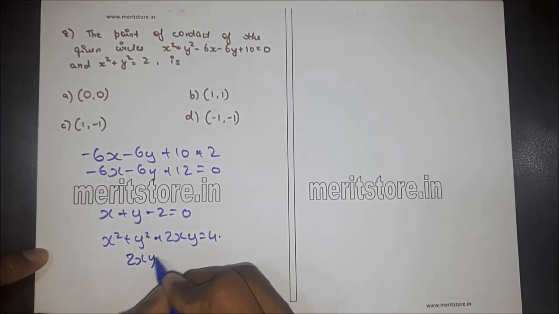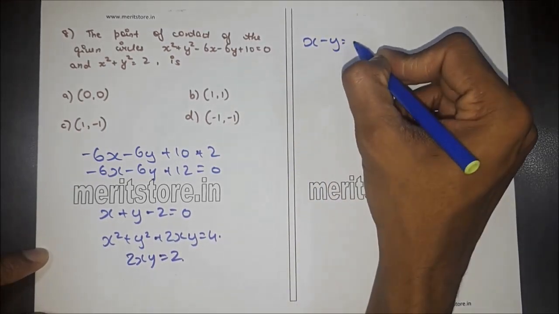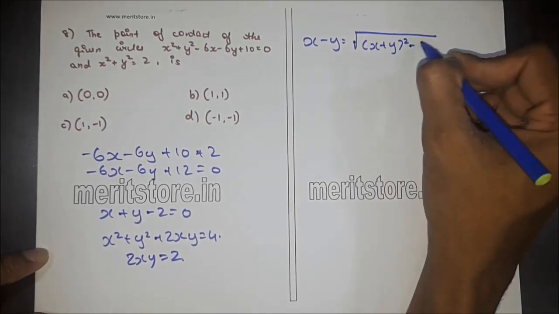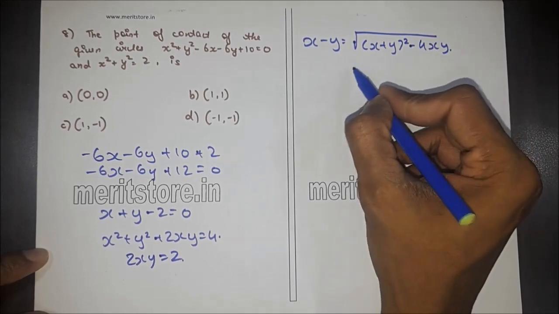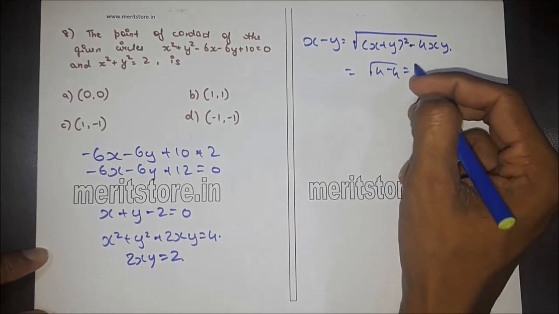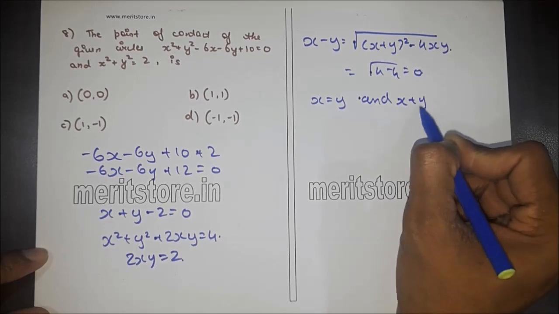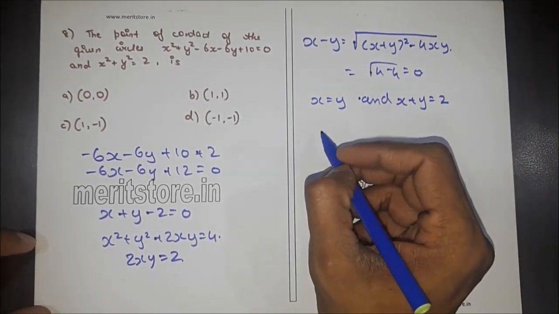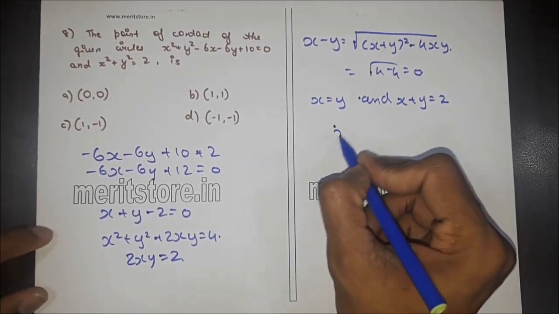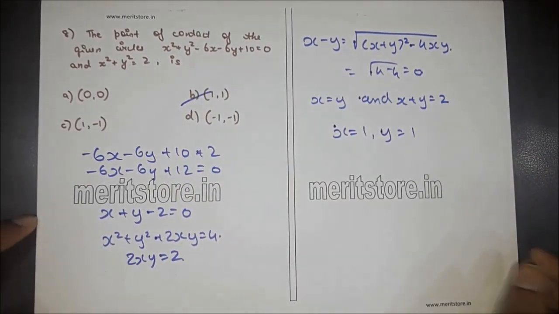We get 2xy equal to 2, and we have x minus y equal to under root of (x plus y) whole square minus 4xy. We substitute the values and get 4 minus 4 equal to 0. So we get x equal to y and x plus y equal to 2. So the point of contact, when we substitute the values, we get x equal to 1, y equal to 1, which is our option B. Therefore option B is the correct answer.